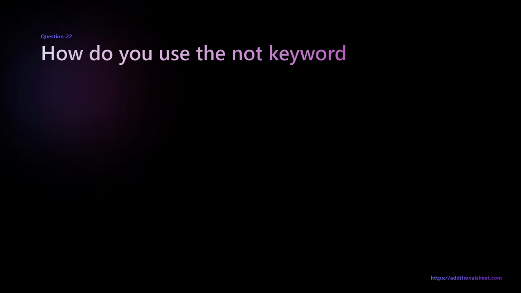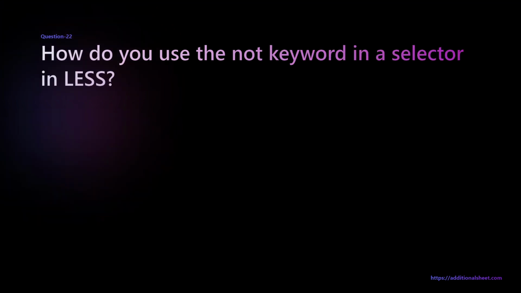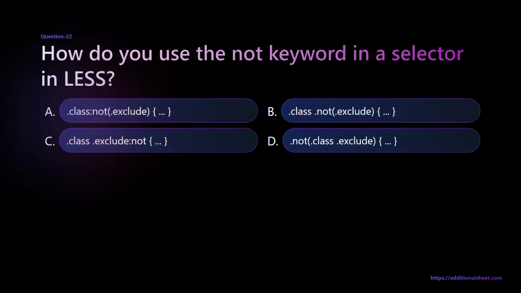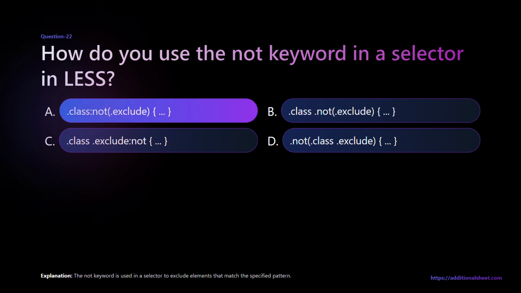How do you use the not keyword in a selector in Less? Option A, class not, exclude. Option B, class.not, exclude. Option C, class, exclude not. Option D, not, class, exclude. The correct answer is option A, class not, exclude.